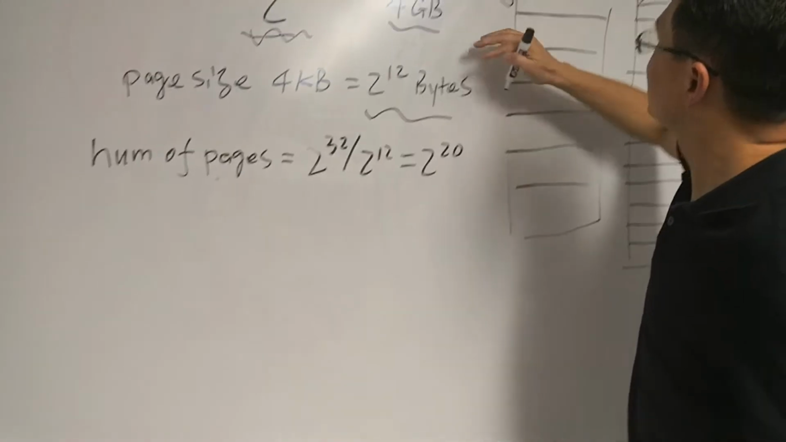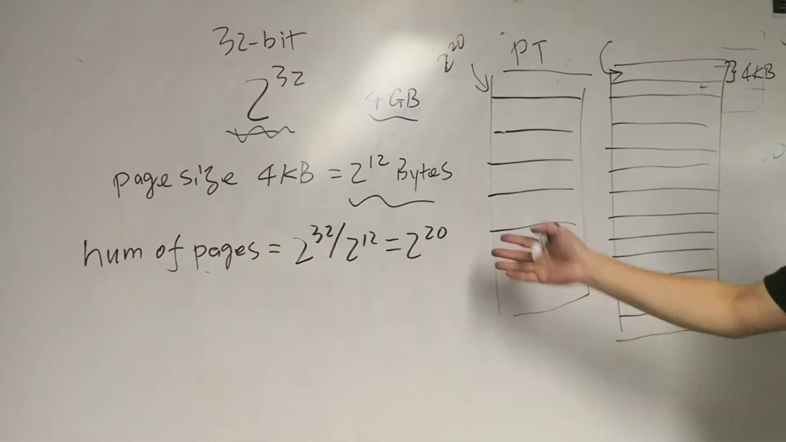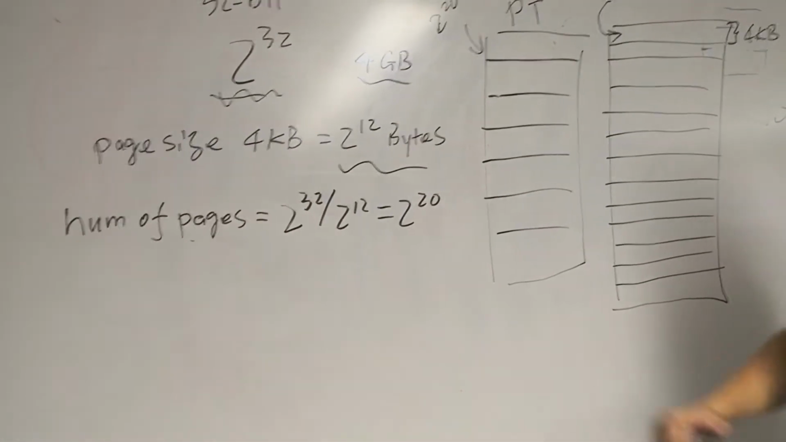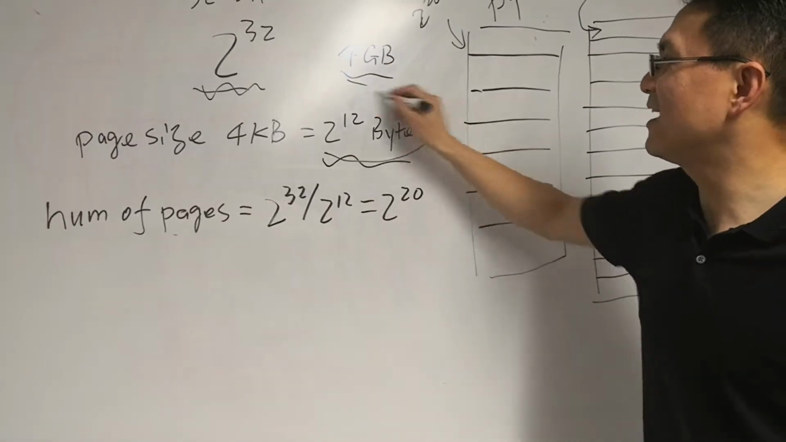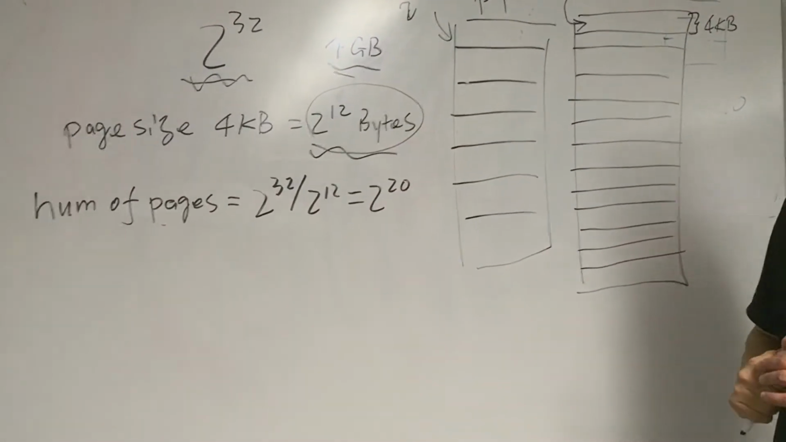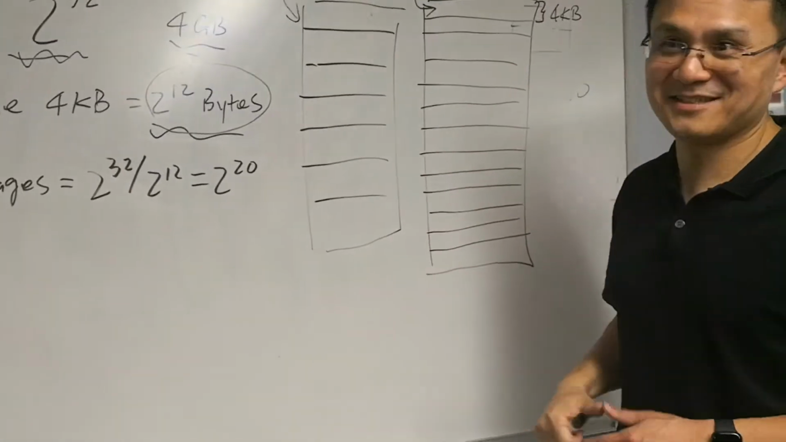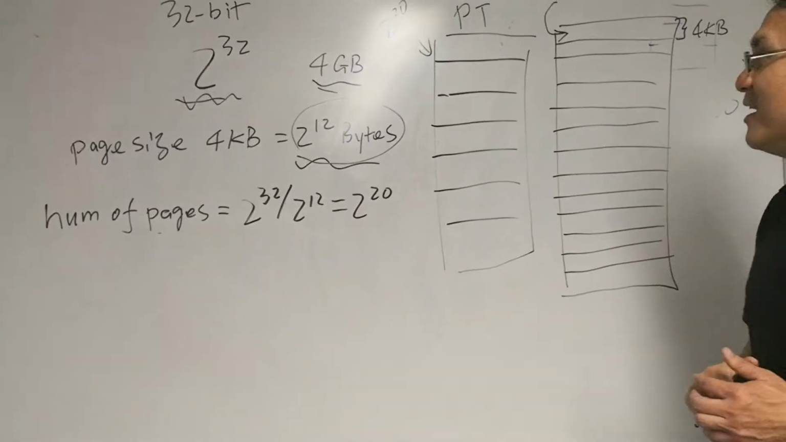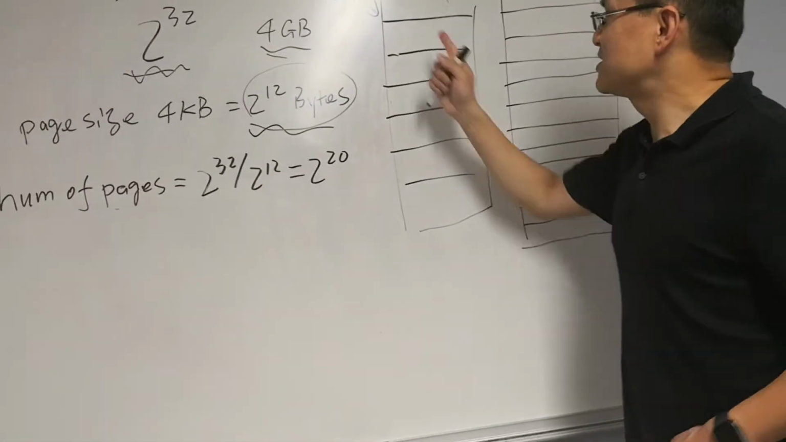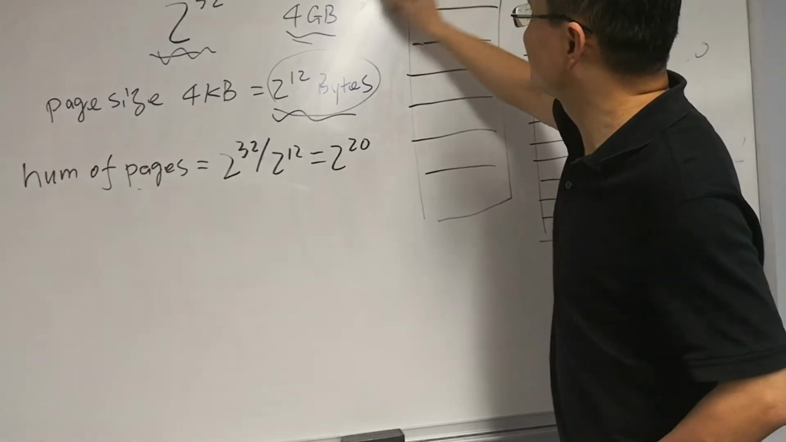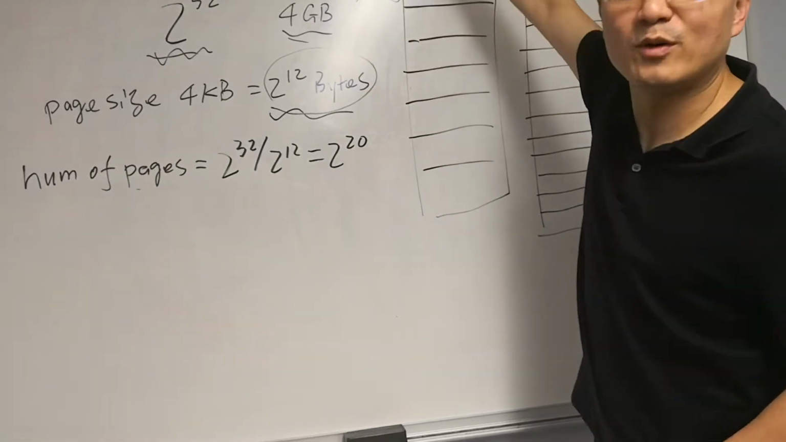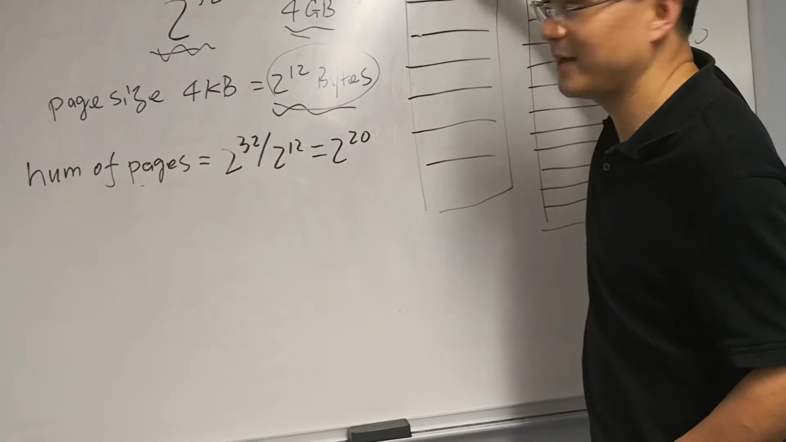If you have a 64-bit system, do you still use a 2 to the 12 page size? Yeah, some people still use this size. Then you can imagine, you have 2 to the 52. That's just so huge, right? Here it is just 2 to the 20 different entries in the page table.